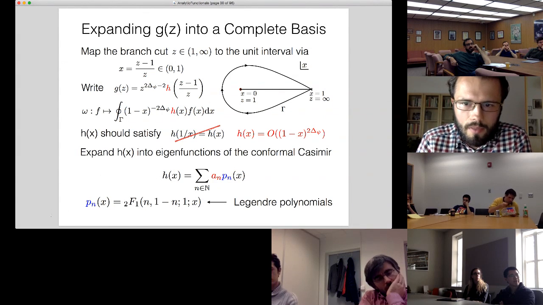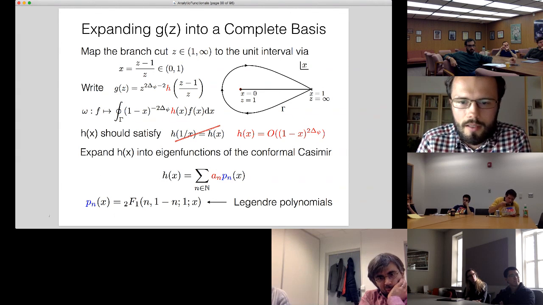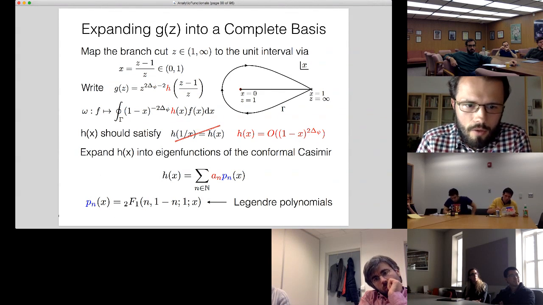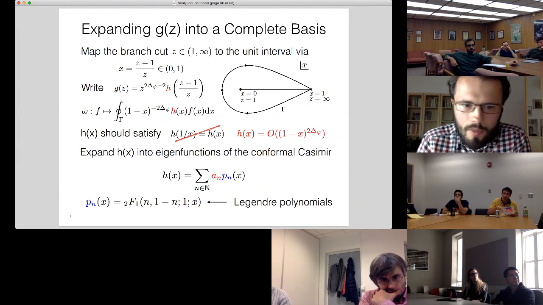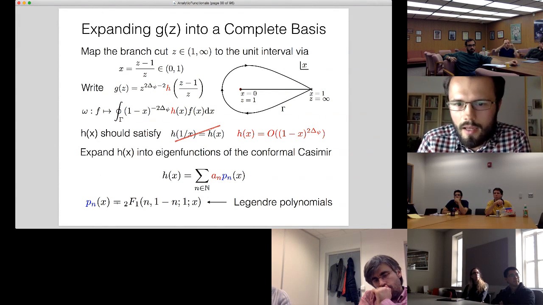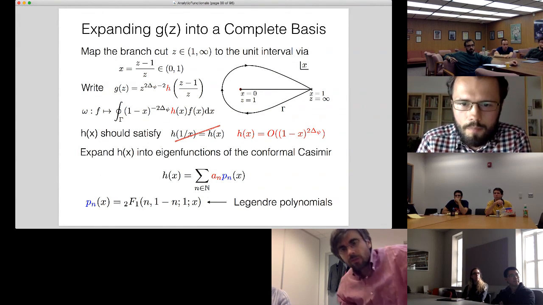So there is a nice set of eigenfunctions of the conformal Casimir, this set Pn of x, which can be written as hypergeometric functions, and they really are just Legendre polynomials. So h can be expanded with coefficients an in this basis.